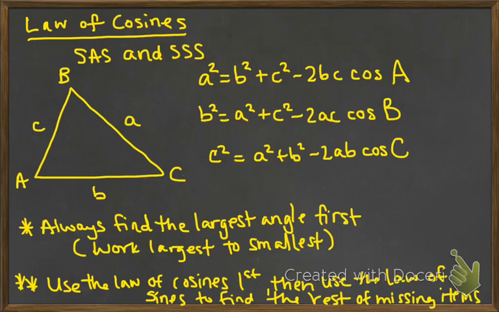Okay, so like I said, the most important thing is that you should always find that largest angle first. Remember, work from the largest to the smallest, and the same goes with the sides. The order of the sides is going to be the same as the order of the angles. And use your law of cosines first to find the first missing thing, and then use the law of sines to find the rest of them.